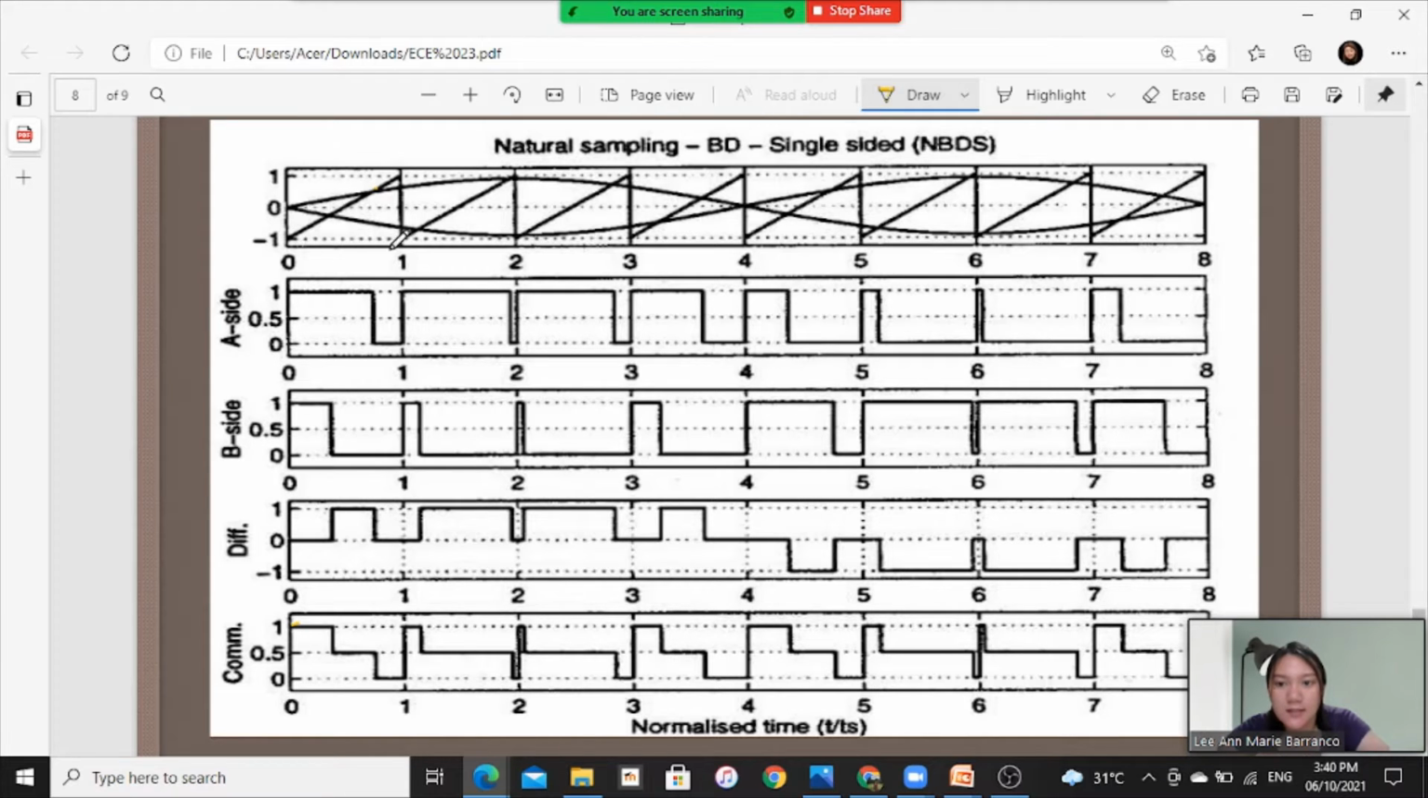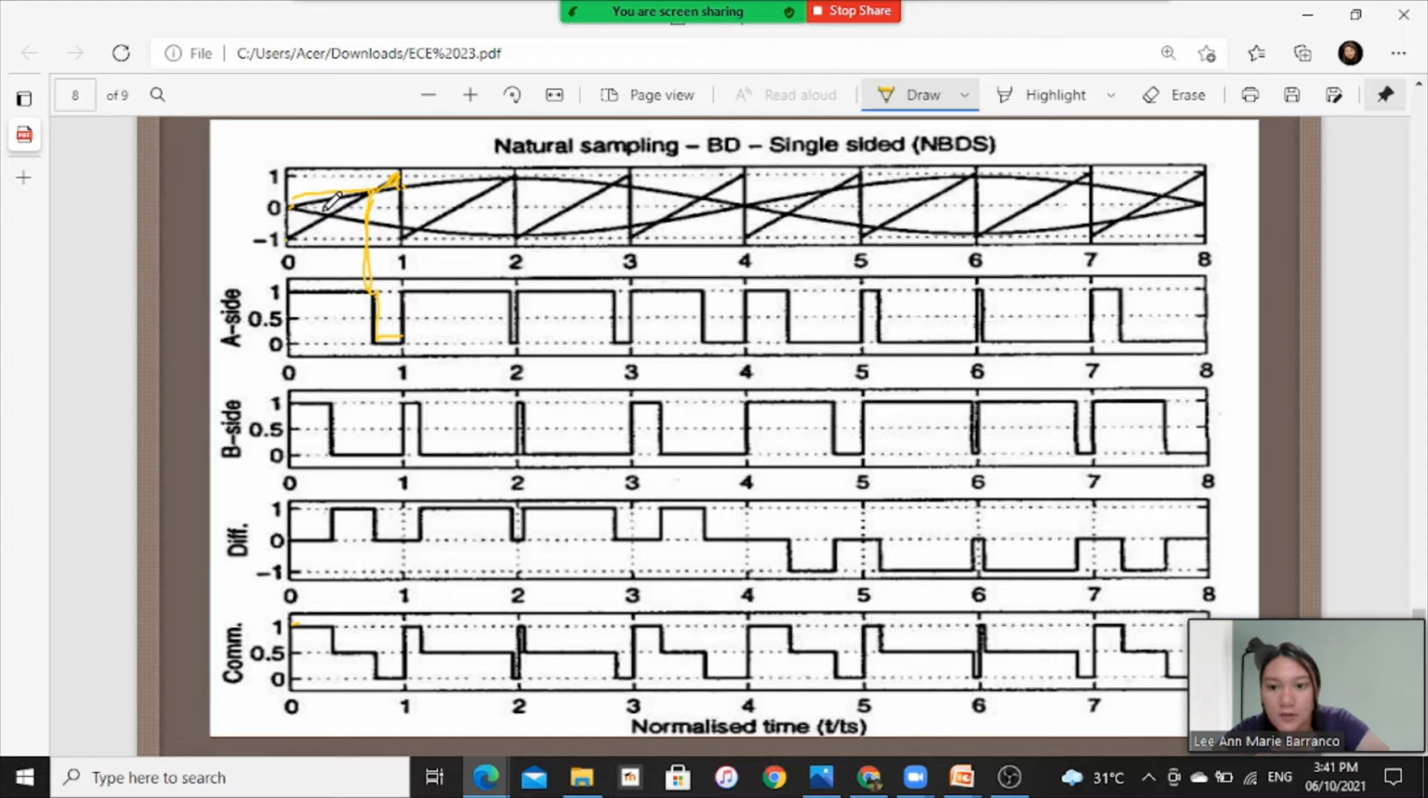So first, in this part, analog is higher than the sawtooth, because the sawtooth is here and here. They intersect in this part. So from this point up to this point, we have a positive 1 value for side A. By the way, this is the equivalent output of side A and side B, the differential mode and common mode. So from this point up to this point, it is positive 1. And when it reaches this point up to here, the sawtooth wave is higher than the analog, so it is going to be the negative equivalent of side A.